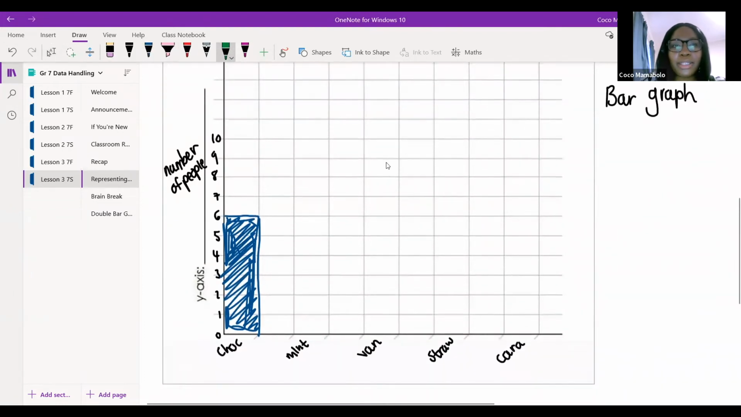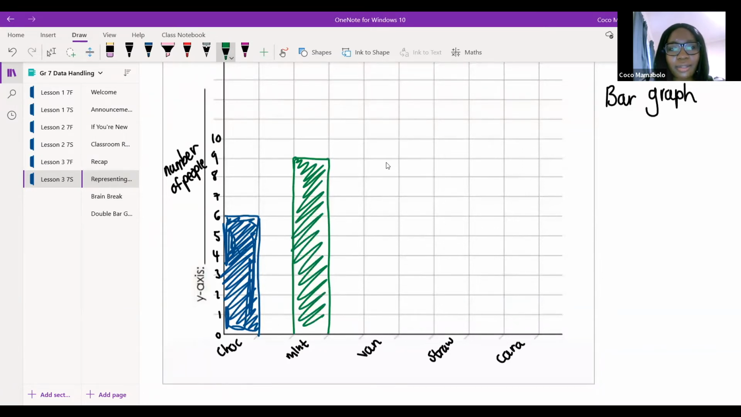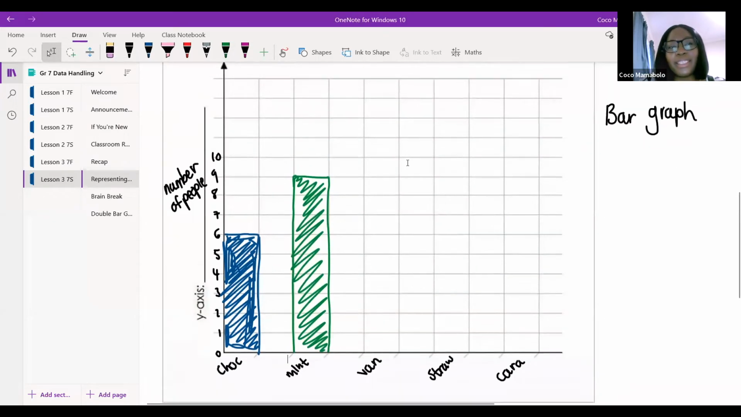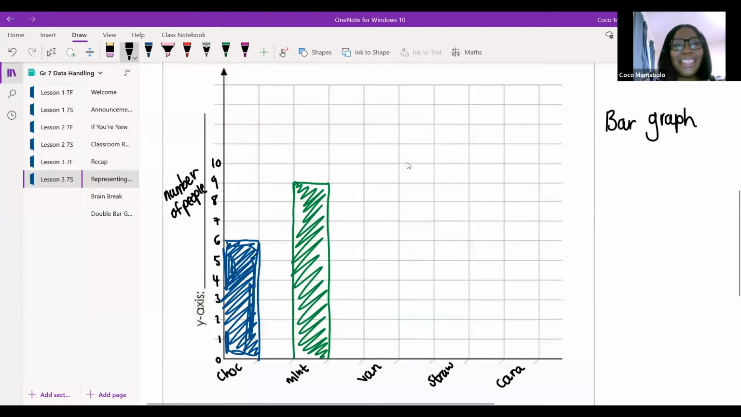Make it make sense. People are out here eating toothpaste for fun. Guys, I can't believe you guys. Okay. There we go. All right. And then obviously we're going to color it in. Mint. And then vanilla at 10 people. I'm sorry, Hermione. I'll be nicer. I'll be nice. I promise.